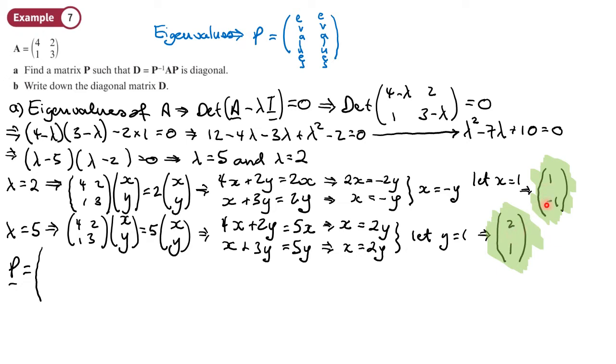If you have it switched the other way around, it still works. There's nothing that says that a certain eigenvalue or eigenvector needs to go in a particular column. So I'm only going to put this in the first column because I worked that out first. So I've got 1, minus 1, 2, 1, or you could have 2, 1 here and 1, minus 1 here. Okay, so here's my P matrix, and in part B we want to find this diagonal matrix D.